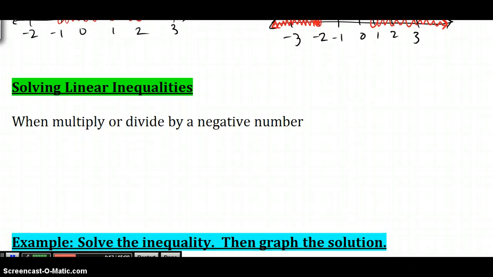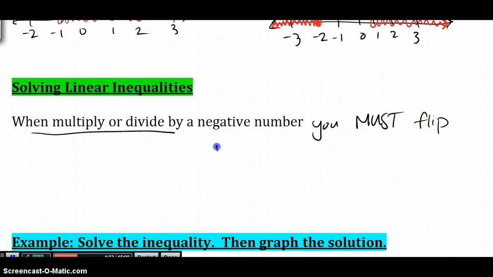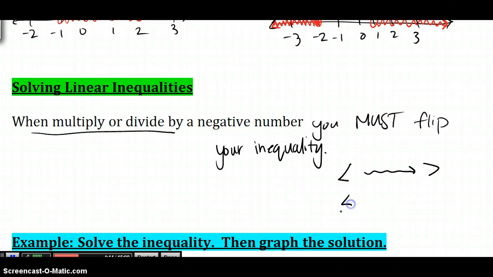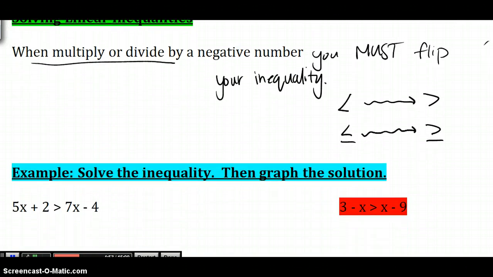Let's talk about a couple properties first. Solving inequalities and equations are the same, except there's one exception. Anything you do to one side, you have to do to the other, just like in equations. But if you ever multiply or divide by a negative number, you must flip your inequality. So if you have a less than, it becomes greater than. If you have a less than or equal to, it becomes greater than or equal to. So if you ever multiply or divide either one by a negative number, you must flip your sign.